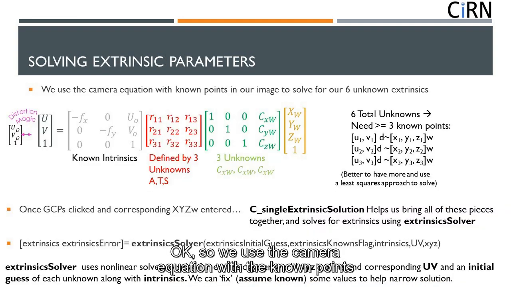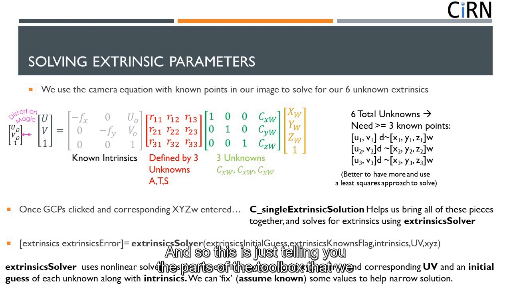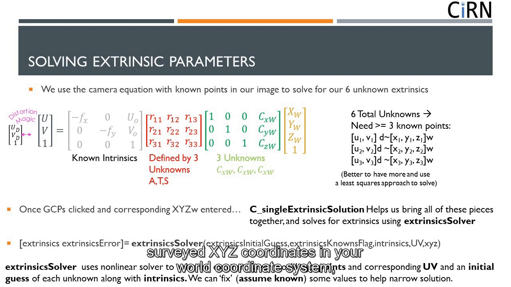Okay, so we use the camera equation with the known points in our image to solve for our 6 unknown extrinsics, like we talked about. This just tells you the parts of the toolbox where we do this, and Brittany will take you through the practicum. So once in the toolbox, you click your GCPs and enter your surveyed XYZ coordinates in your world coordinate system, whatever coordinate system you want to be working in. If you want to work in a local coordinate system, enter them in a local coordinate system. If you want to work in a world projected coordinate system, put them in that.